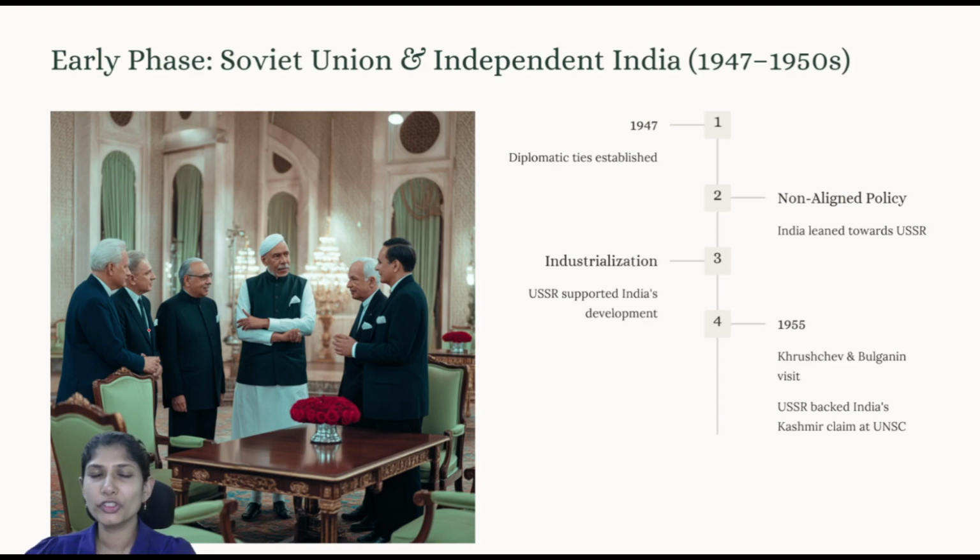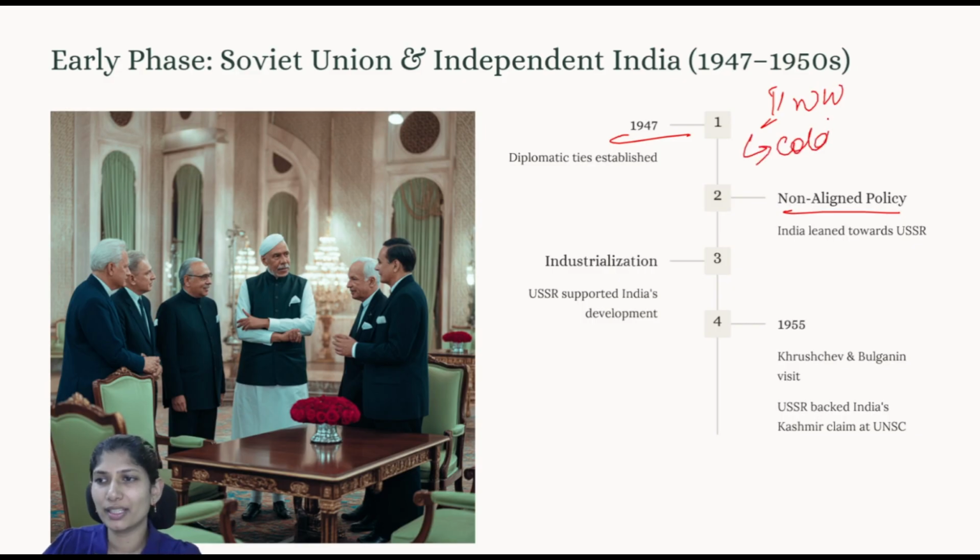Now let's see the early phases of the Soviet era. The first thing is 1947, when diplomatic ties were established, when we got independence ourselves. Then we started with the non-alignment policy, especially post the Second World War. We entered into the Cold War era. Look at this.